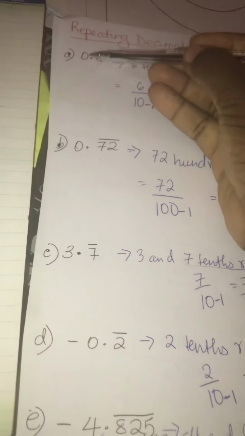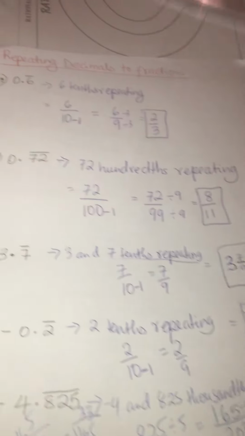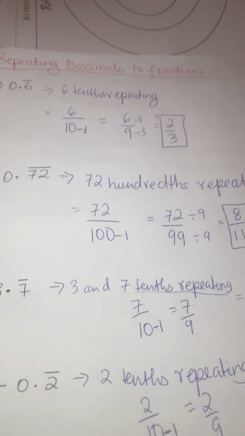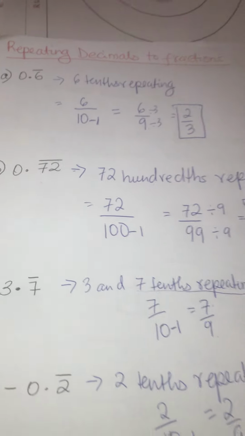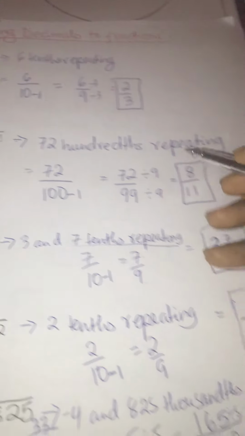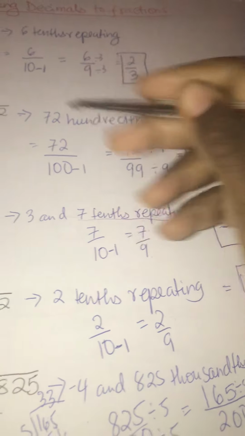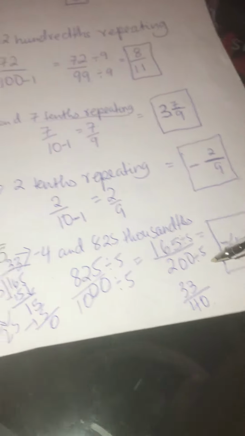So we've changed decimals to fractions. You have to remember to write in the simplest form. If it is repeating, then you must subtract 1 in the denominator. You must.